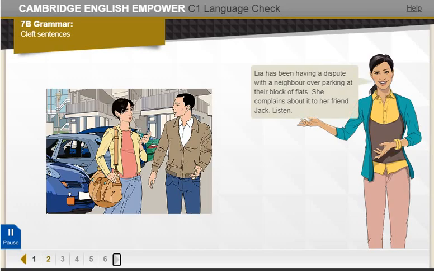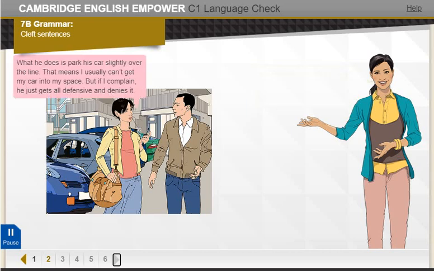Leah has been having a dispute with a neighbour over parking at their block of flats. She complains about it to her friend Jack. Listen. What he does is park his car slightly over the line. That means I usually can't get my car into my space. But if I complain, he just gets all defensive and denies it.